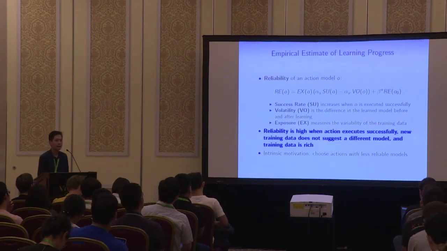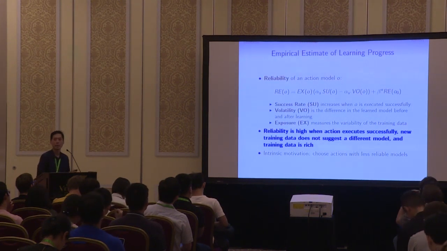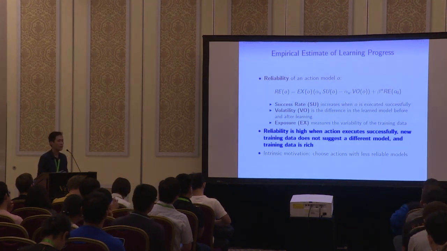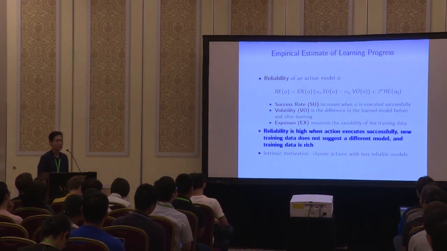Okay, however, we can't tell how accurate the learned model is because we do not know the true model. So we have to empirically estimate how good this learned model is, and we introduce a metric called reliability. A learned model is reliable if the action has been executed successfully, and the resulting state is described by the model. New training data does not suggest that we should use a different model, and the training data, of course, has to be reached in the first place.